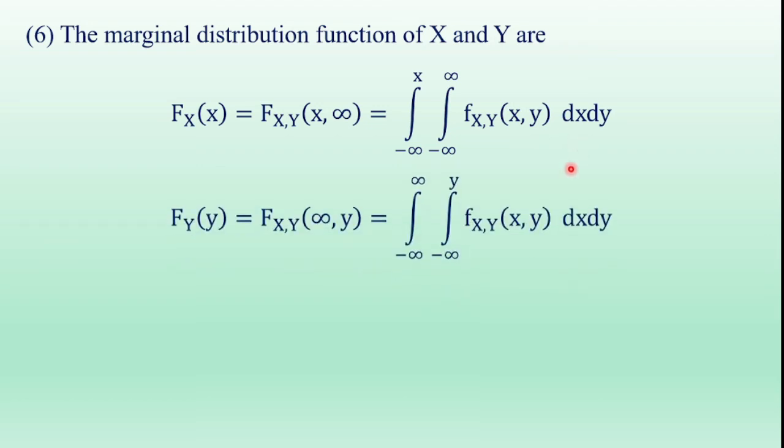Similarly, the marginal distribution function of the random variable Y, F_Y(y), is equal to F_XY(infinity, y). So the distribution is equal to the integral of the density function. Now here x is equal to infinity, so the range of integration of x is from minus infinity to infinity, integral from minus infinity to y, of small f_XY(x, y) dx dy.